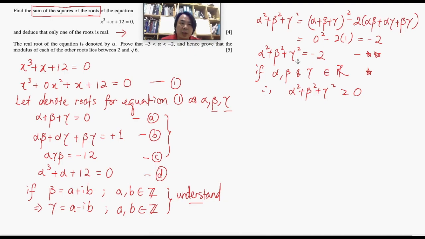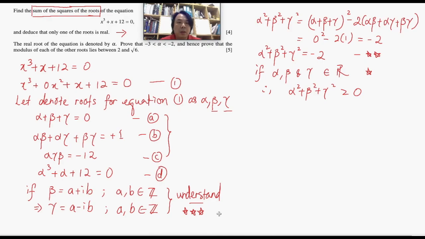Therefore, we must conclude that not all the roots are real. And then, knowing that if there is a complex root or roots, they must come in pairs, because of this, we can say that there must be two complex roots that are conjugates to each other.